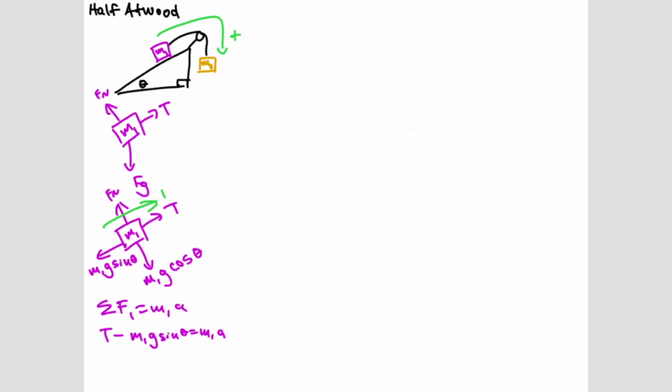And then for m2, its free body diagram is so much simpler. Yet again, we have force of gravity and tension. Also, I probably should say that none of these vector lengths are perfect, because the force of tension in the string is supposed to be equal. These two vectors really should be the same length. I'm just being lazy and I'm not doing it.